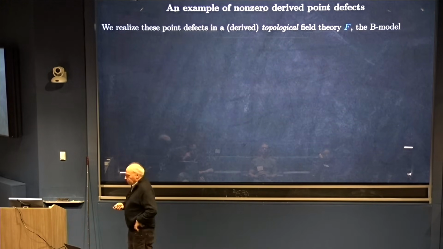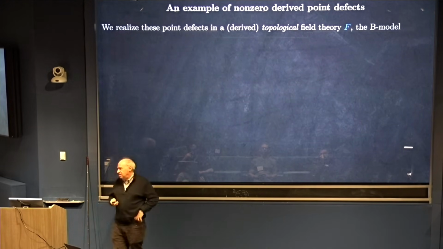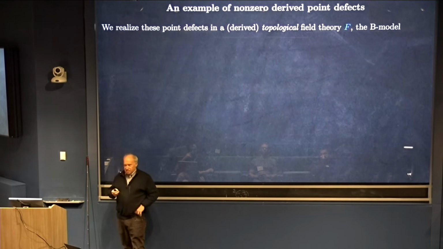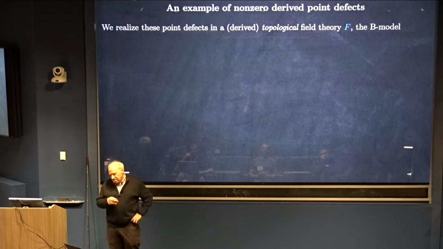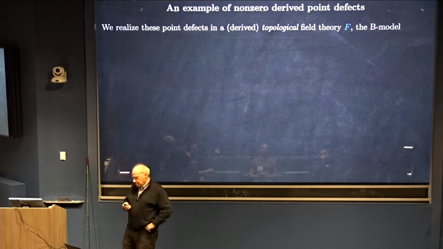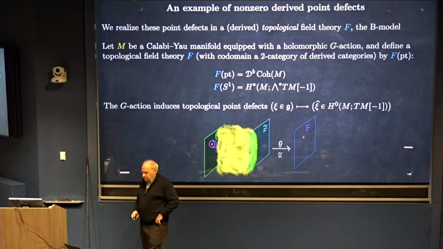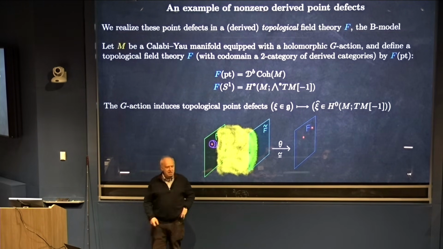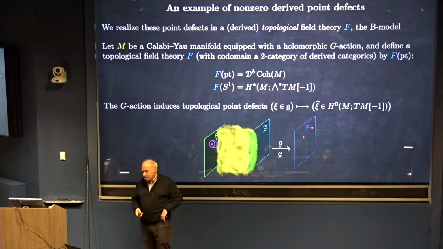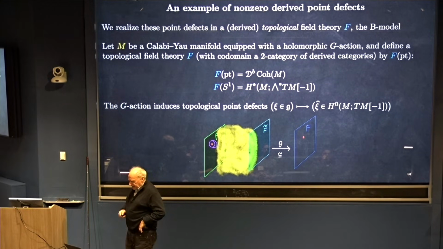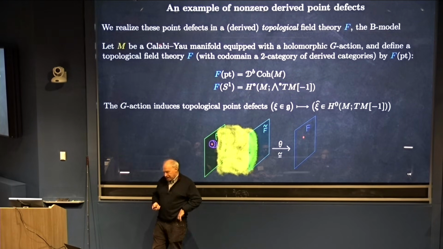And so here we're using a topological twist of the two-dimensional supersymmetric theory, which has this derived piece, namely the B model. So this B model is going to sit here. So it's a topological field theory. We can have symmetries of topological field theories. It didn't have to be a non-topological quantum field theory. And so the theory is given by a Calabi-Yau manifold M, which has a holomorphic group action.